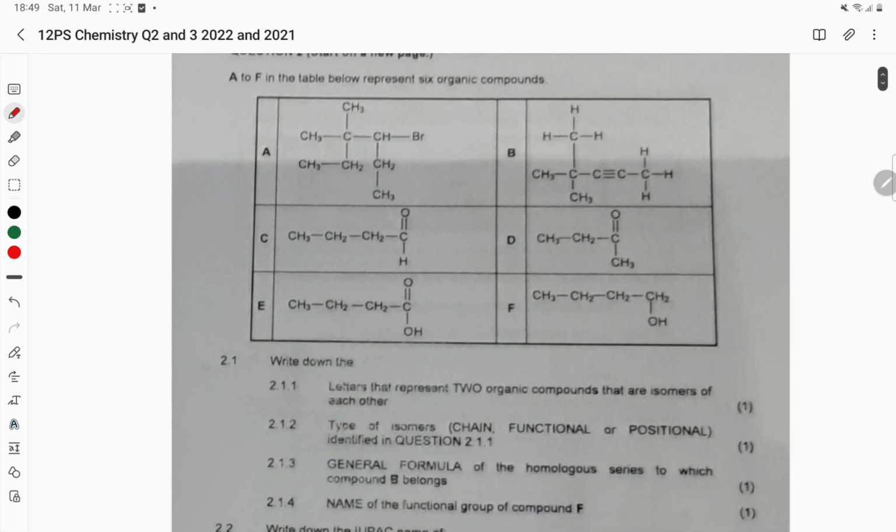Now we have to study this table of the 6 organic compounds, and the first question is write down a letter that represents 2 organic compounds that are isomers of each other, meaning they're the same molecular mass, but something else is different. So if we just take a look here, these two will have the exact same molecular mass because they have the exact same amount of carbons, hydrogens, oxygens, whatever. The exact same amount. Therefore, they will be isomers. C and D is the answer there. C and D.